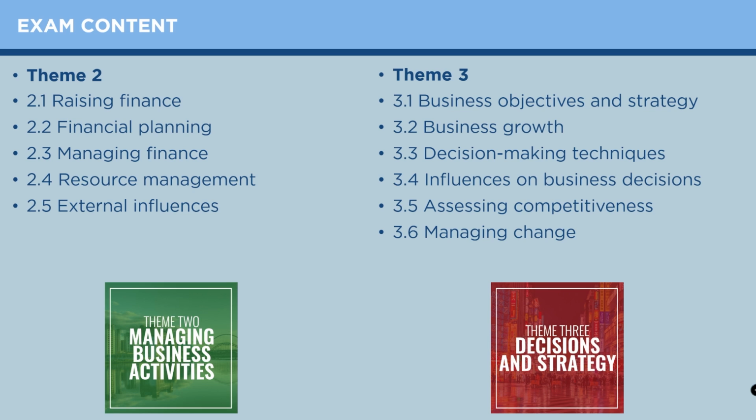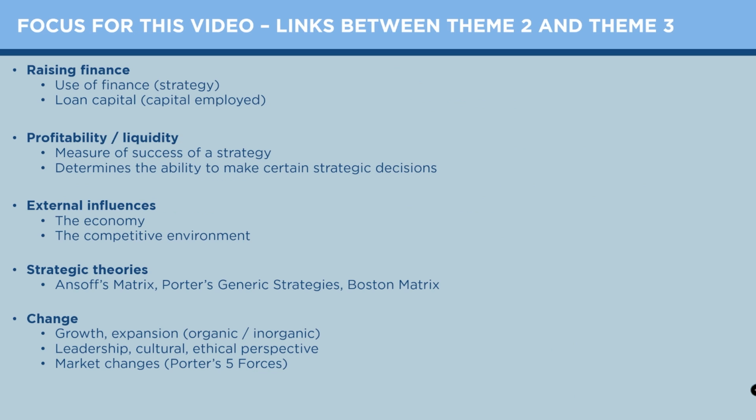So rather than go through these one by one, I'm just going to pick on the key themes that I think come up in both of these themes, which would be the things I'd be looking for in exam questions and the points I'd be looking to make. So we're going to look at 5 different ones. We're going to look at raising finance. We're going to look at profitability and liquidity, which literally comes up twice.